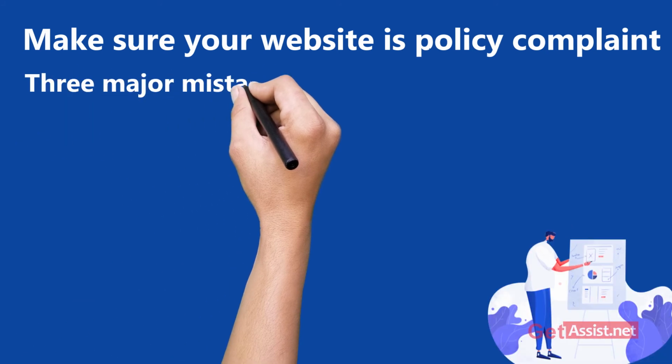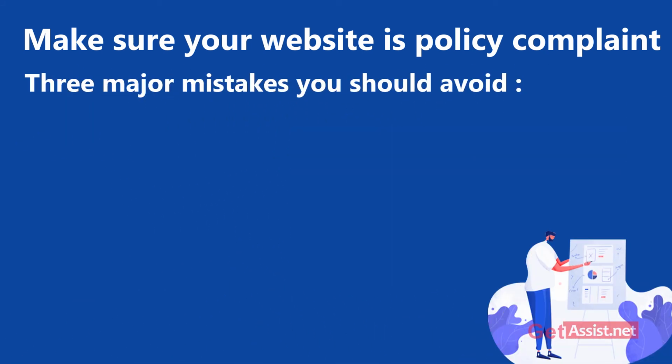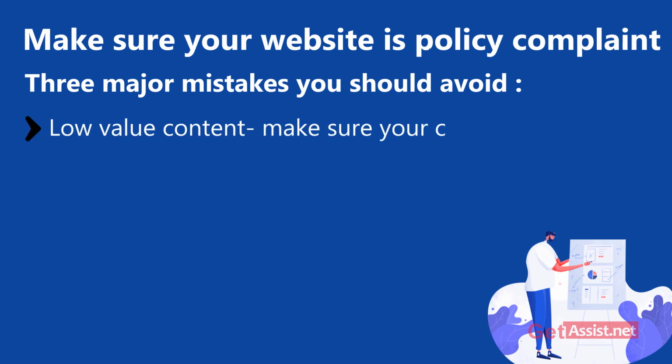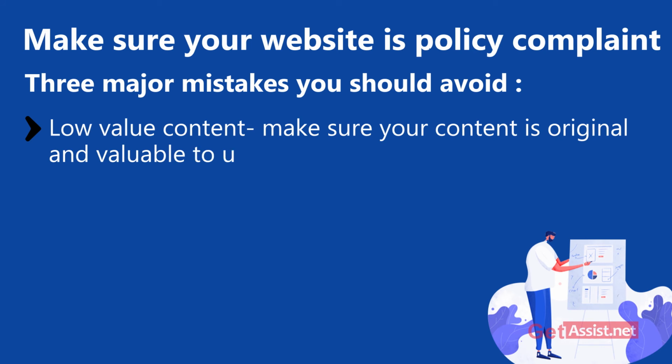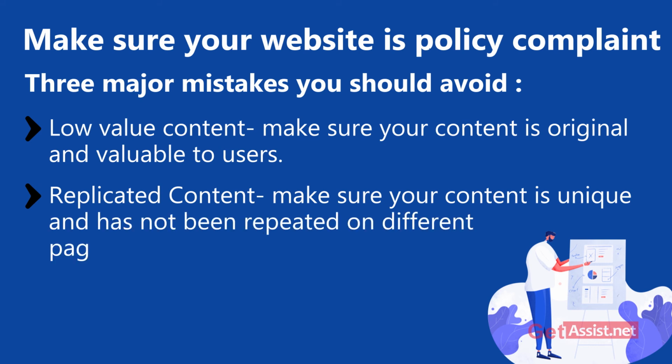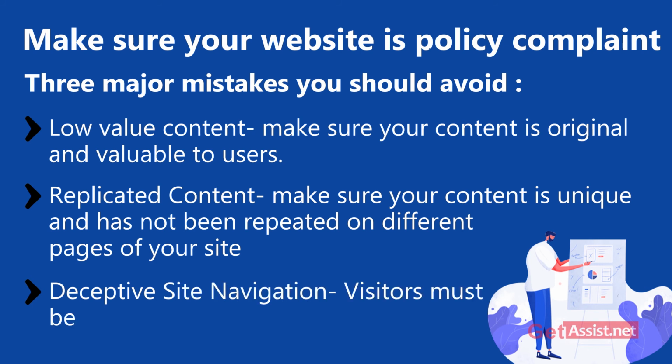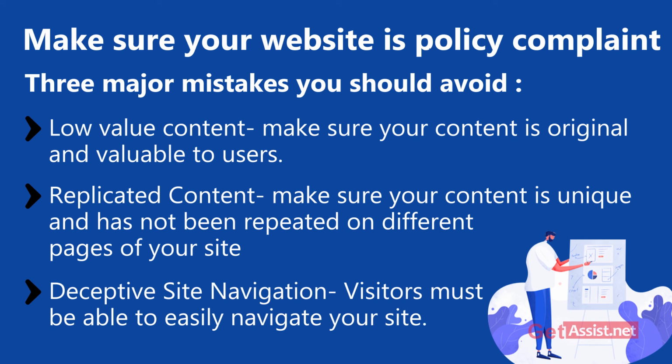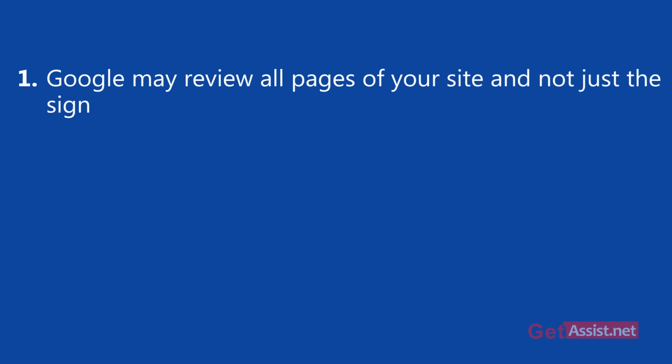There are 3 major mistakes you should avoid if you want to get your site approved. Low value content, so make sure your content is original and valuable to users. Replicated content, make sure your content is unique and has not been repeated on different pages of your website. Deceptive site navigation, visitors must be able to easily navigate your site. Also keep in mind that Google may review all pages of your website and not just the sign up URL where you have placed the ad code.